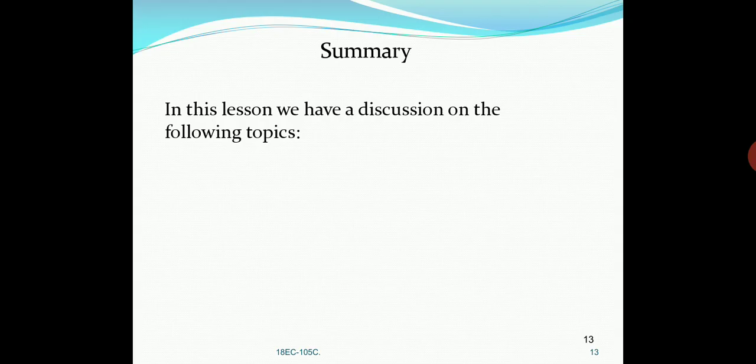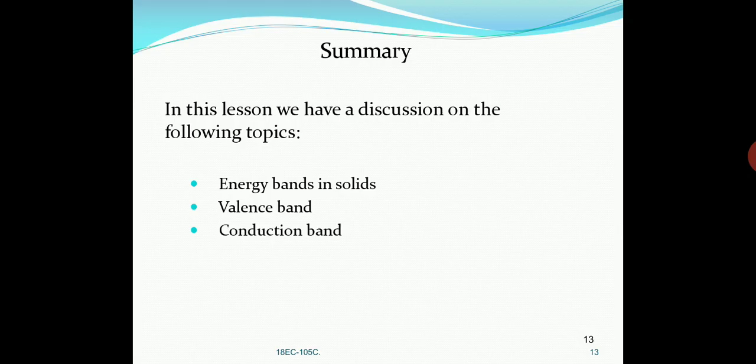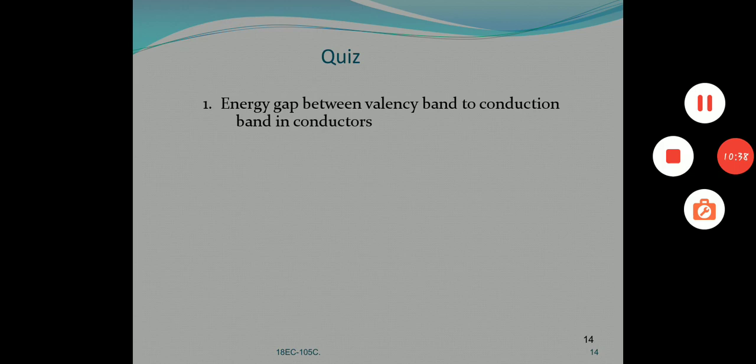Now let us summarize what we have learned so far. In this we have discussed the following topics: the energy bands in solids, the valence band, the conduction band, then the forbidden energy gaps or bands. Now let us see what we could remember in a quiz.